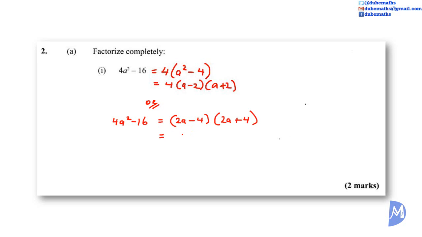It can be factorized by HCF. The HCF of 2a and 4 is 2. So we get 2 multiplied by a minus 2. And similarly, 2a plus 4 can be factorized by HCF to get 2 multiplied by a plus 2. 2 multiplied by 2 is 4, multiplied by a minus 2, multiplied by a plus 2. So either way, we'd have gotten the exact same answer.